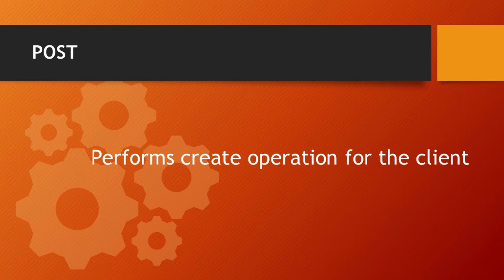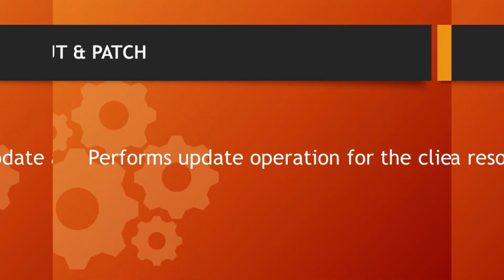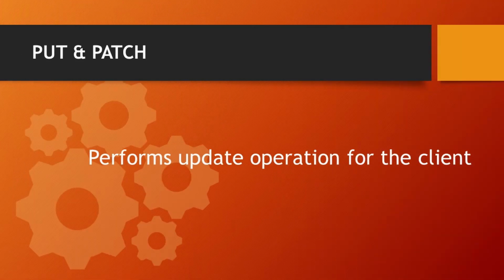Next, let's check about put and patch type of request. These two request methods are used to update a resource on a server. If you perform a put or a patch request, the server updates an entry in the database and tells you whether the update is successful or not. In other words, a put or a patch request performs an update operation.